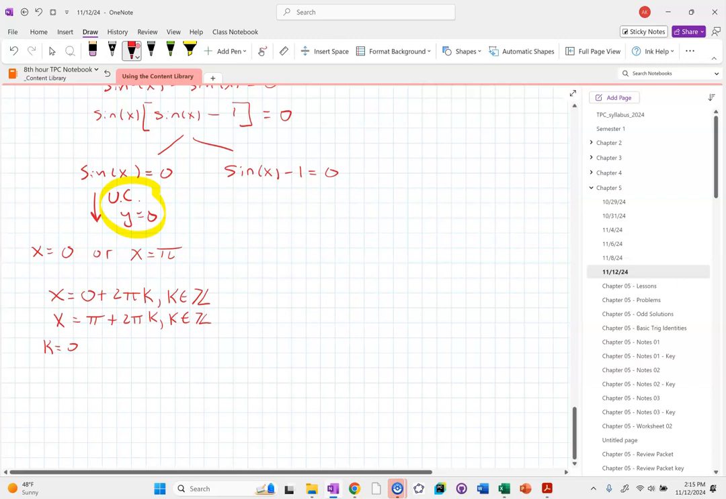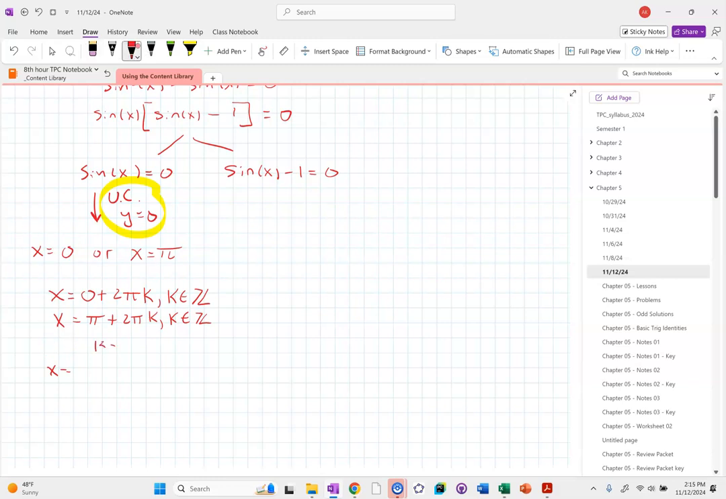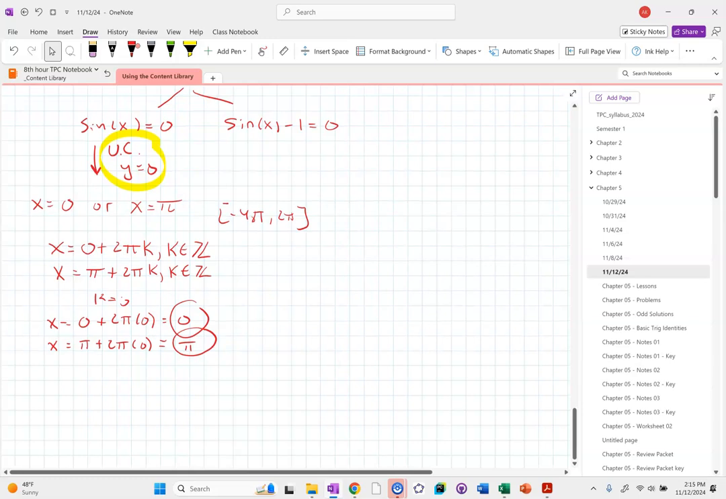So I'll start with k equals 0. So that gives me 0. That's in between negative 4 pi to 2 pi. And I have pi plus 2 pi times 0. That's pi. That's also in between negative 4 pi to 2 pi. Everybody's cool so far? Since those both work, let's get bigger.